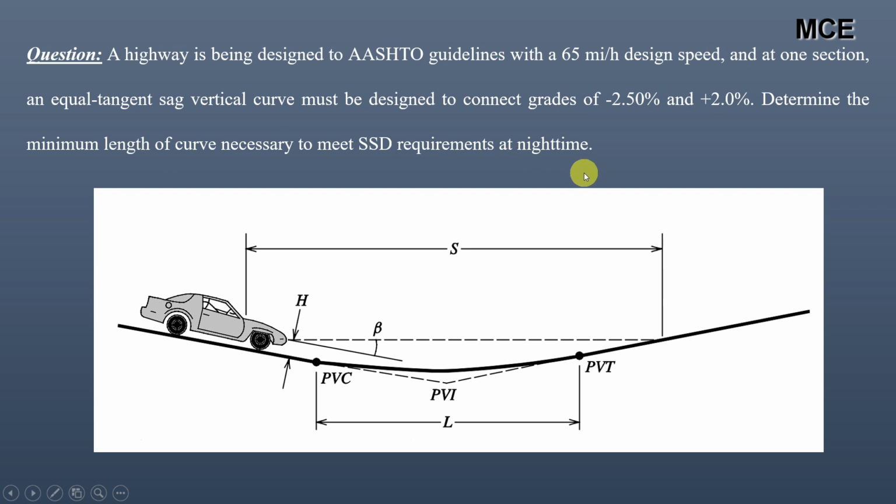Okay, so for the sag vertical curve, the critical concern is the length of the roadway that is illuminated by the vehicle's headlight. Okay, and it is in turn a function of the height of the headlight above the roadway and the inclined angle of the headlight beam. Okay, we will see this in the AASHTO's formula.